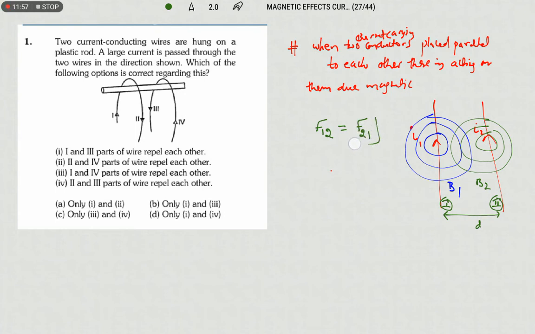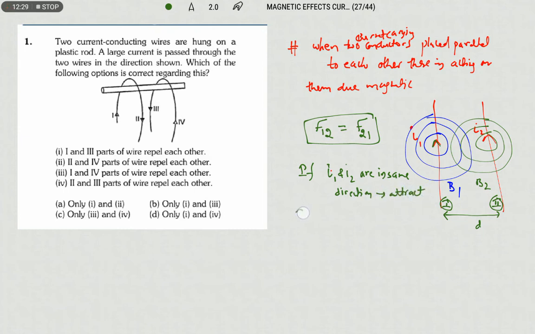So F21 is equal to F12. Sir, okay, the force we can calculate. Then what will be the direction of it? For the direction, whether they will attract or repel depends on the direction of the current. If I1 and I2 are in the same direction, they will attract.